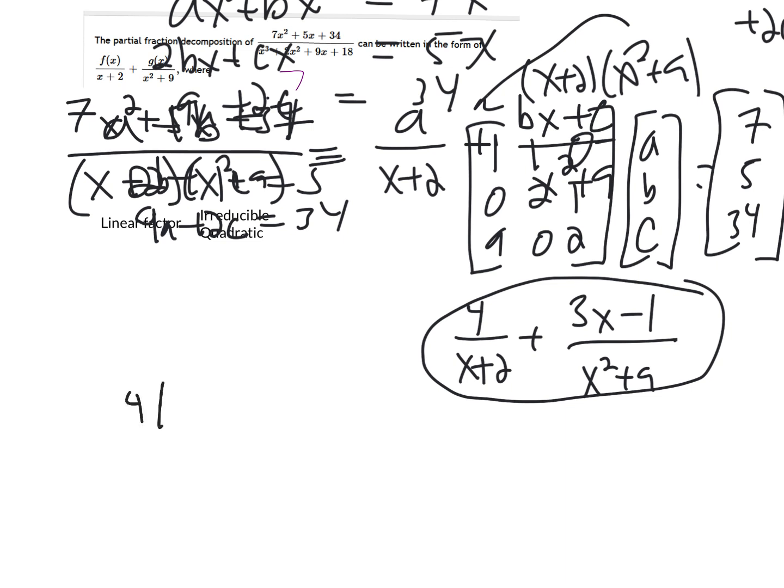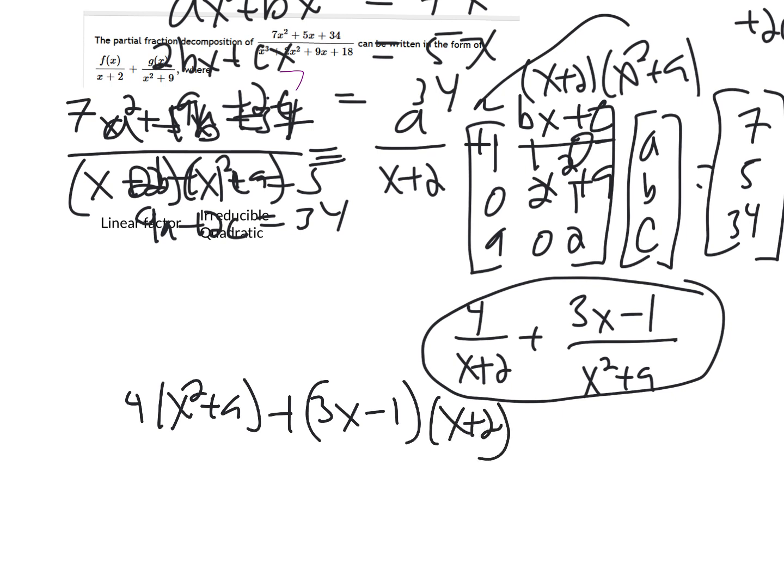So 4 times x squared plus 9 plus 3x minus 1 times x plus 2, and that's all over that LCD.